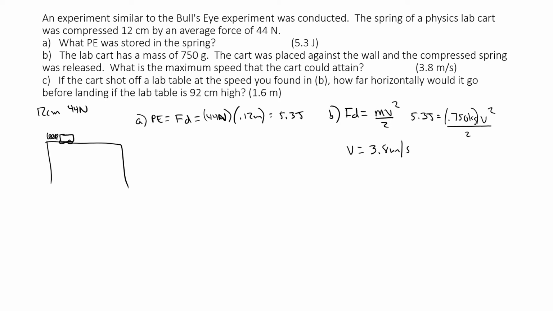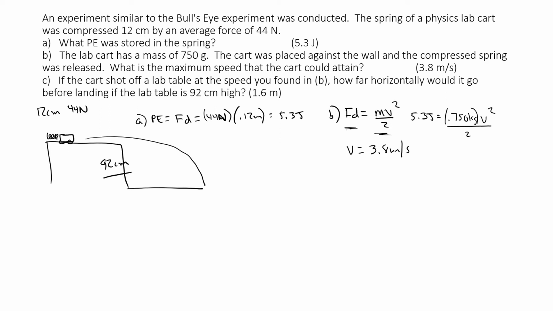So the maximum speed that cart's going to attain after the spring is totally done giving all its energy to the cart is 3.8 meters per second. Again, where we've converted all of our stored elastic energy into kinetic. In C, now that cart's going to go flying off the lab table. Okay, we're going to assume that's at that speed that we found. We want to find out how far horizontally it's going to go if the table is 92 centimeters high.